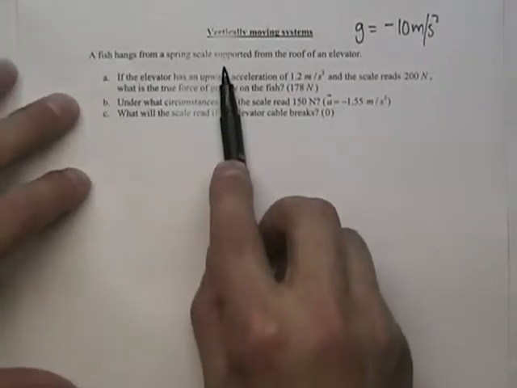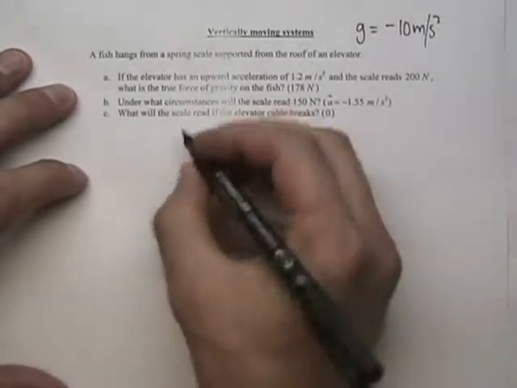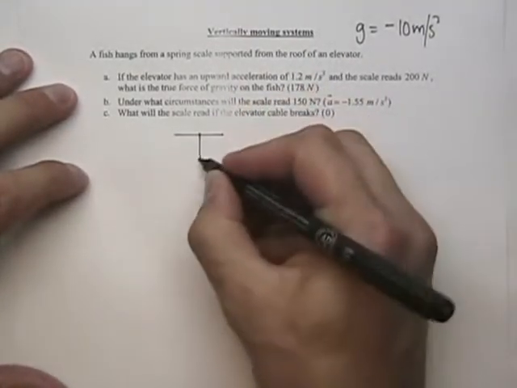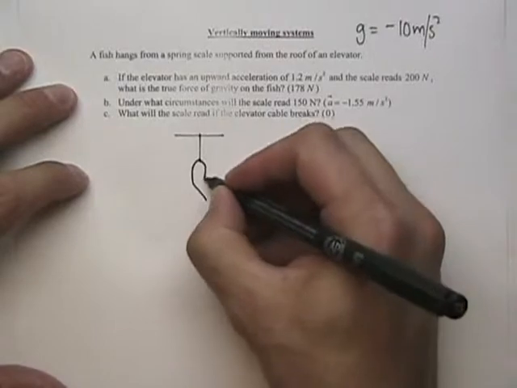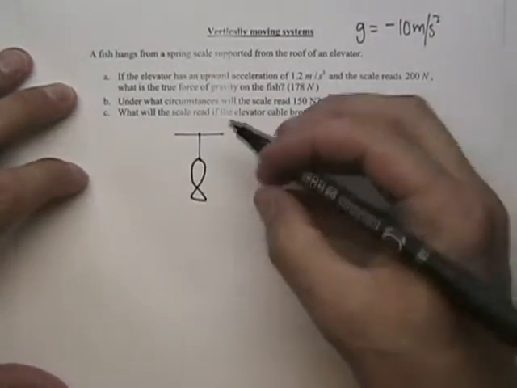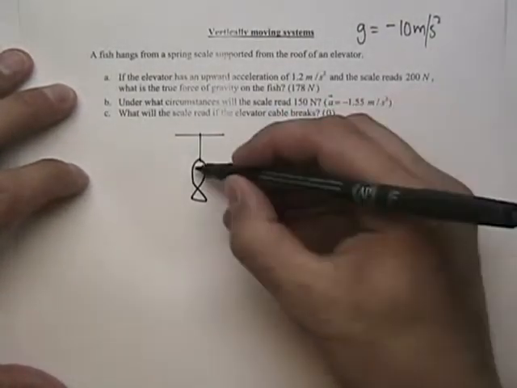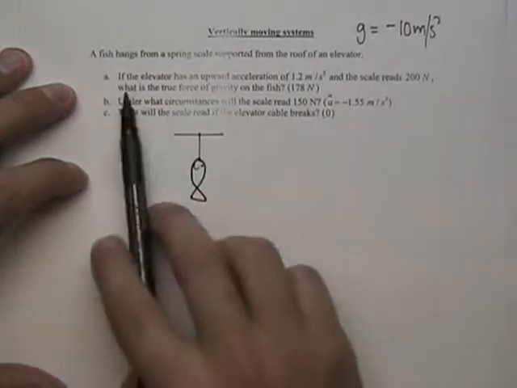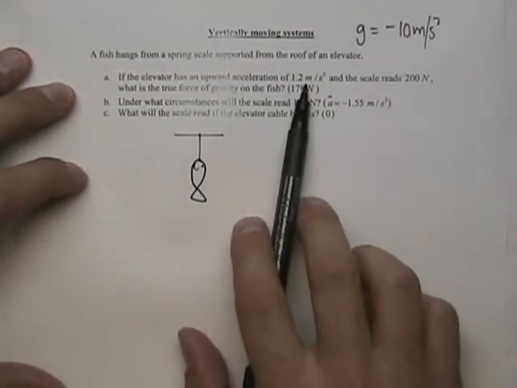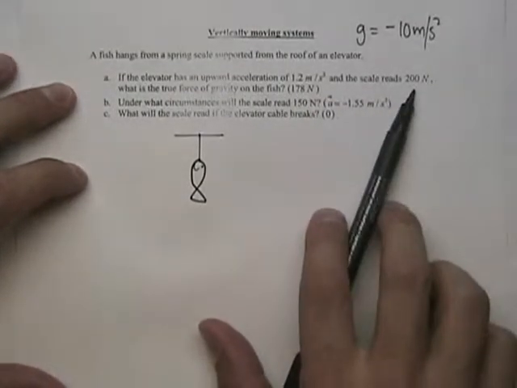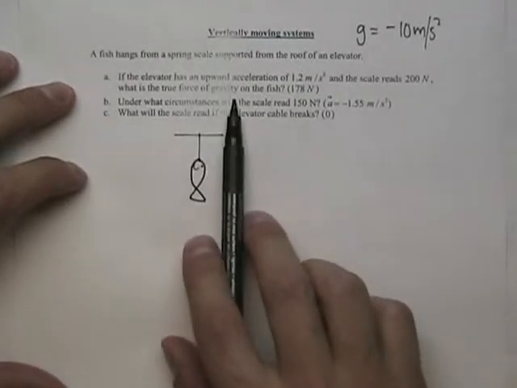So it says here, a fish hangs from a spring scale supported from the roof of an elevator. Okay, so let's draw ourselves our fish. There, and it's hanging from this elevator. If the elevator has an upward acceleration of 1.2 meters per second squared, the scale reads 200 newtons. What's the true force of gravity on the fish?